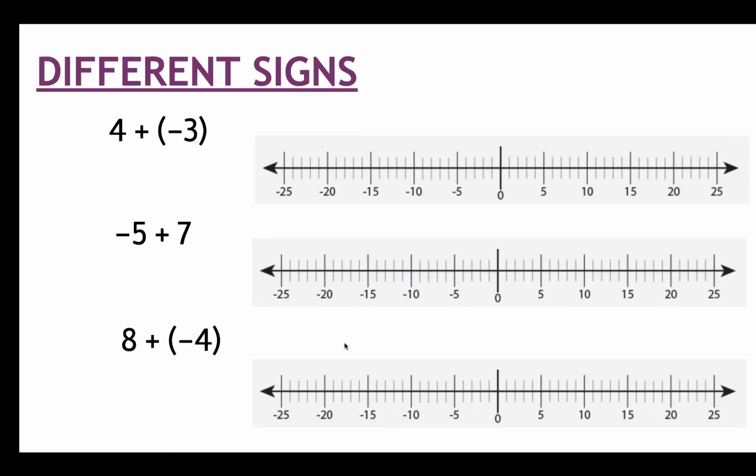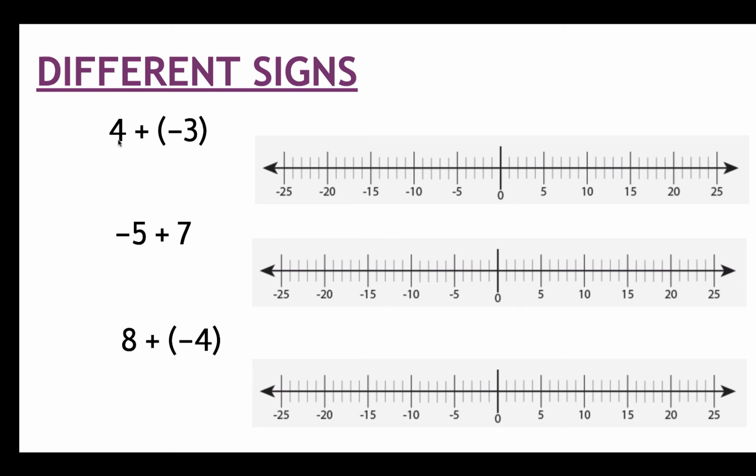Let's look at the next part in your notes. Now we're focusing on different signs, and this is where it can get a little tricky, but we're going to use what we already know about integers, and we have a number line to help us out. So write down the first example, 4 plus a negative 3. We're going to have a total of about 6 examples for this box, so watch your spacing in your notes.